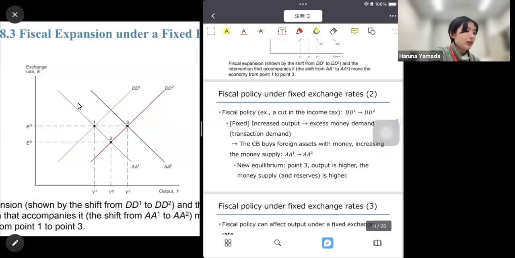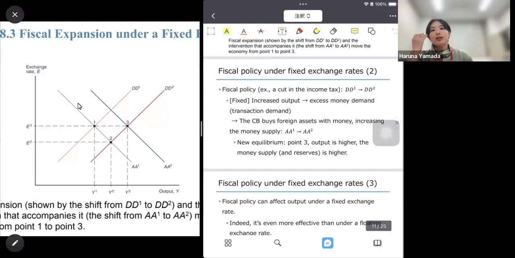But again, this appreciation is not allowed under a fixed exchange rate. Under the fixed exchange rate, there's an excess money demand. There is excess money demand due to the increased output. When output goes up, the transaction demand also goes up, and then excess money demand happens. So excess money demand is there at the point 2.